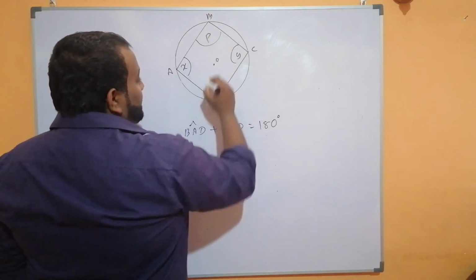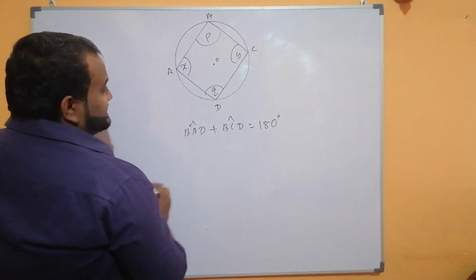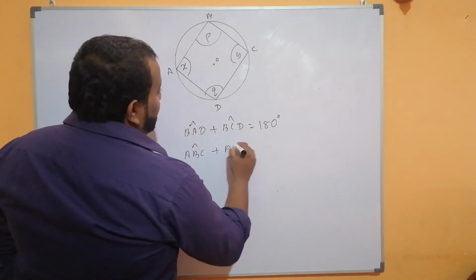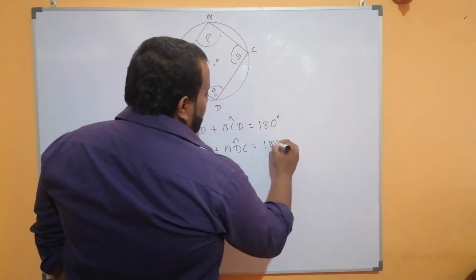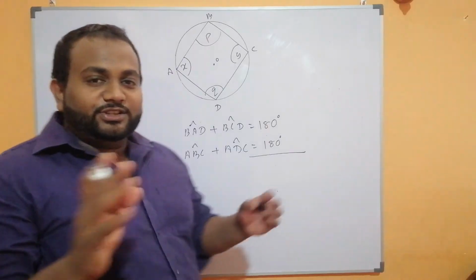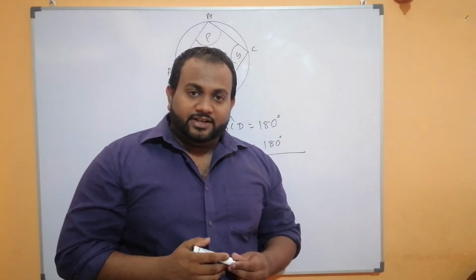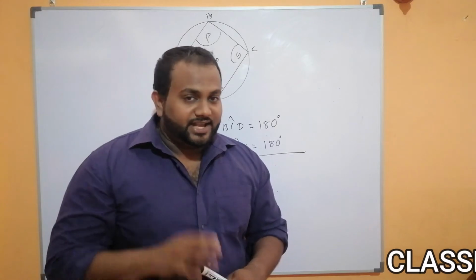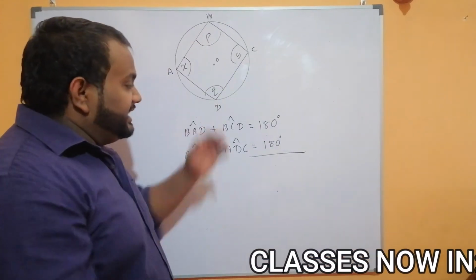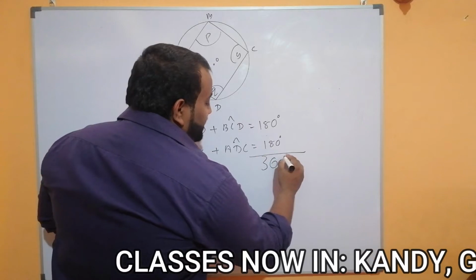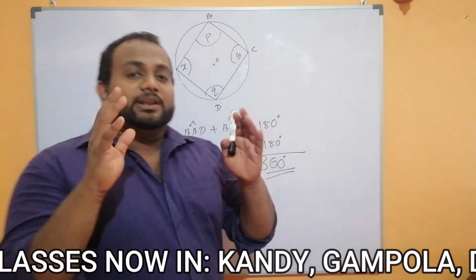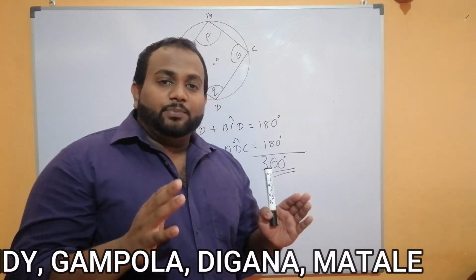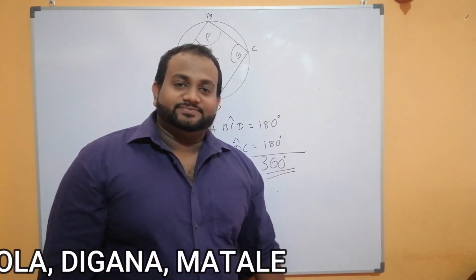If this is P and if this is Q, again I can say that angle ABC plus angle ADC is equal to 180. We know that if it is a four-sided closed figure, all the interior angles add up to 360. Similarly, in here, all the angles add up to 360. So what you should remember is the opposite angles of a cyclic quadrilateral add up to 180.